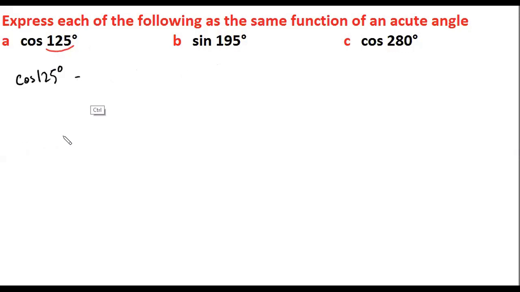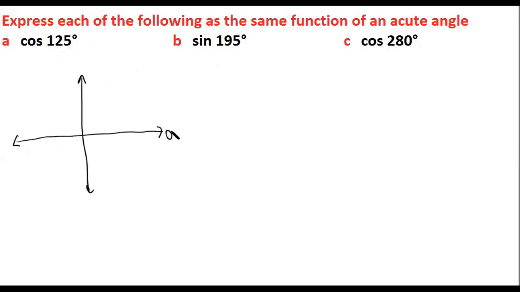Is 125 in the first quadrant or in the second quadrant? 0 degrees, 90 degrees. So this is 180 degrees. This is 270 degrees, and again 360 degrees. 125 will be, this is 90 plus some more. 125 is between 90 and 180. That means 125 is in the second quadrant. This is 125 degrees.